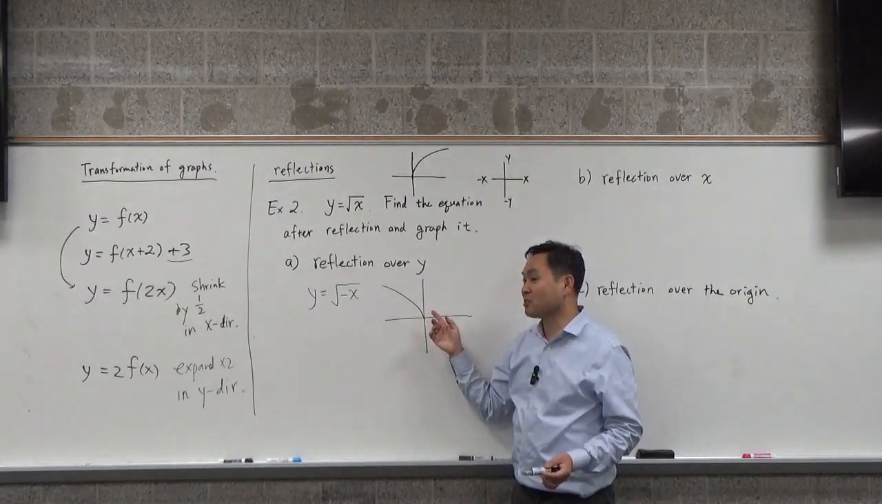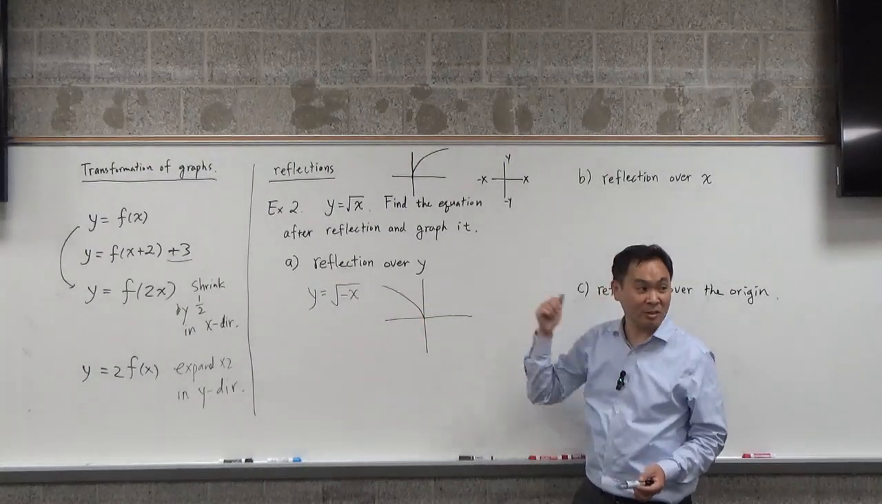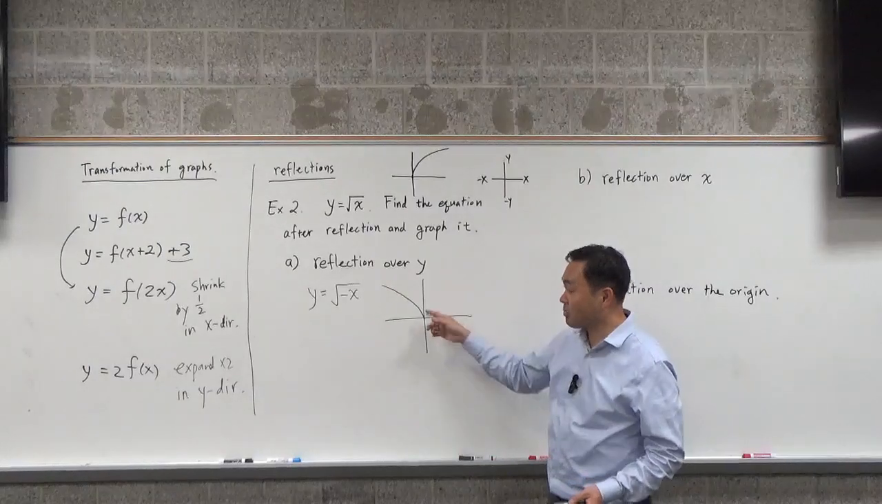And that basically says that the graph should be going that way. You can't have anything on here. Okay? So that's another way to see why the graph will be that way.